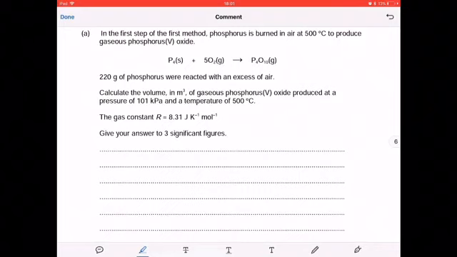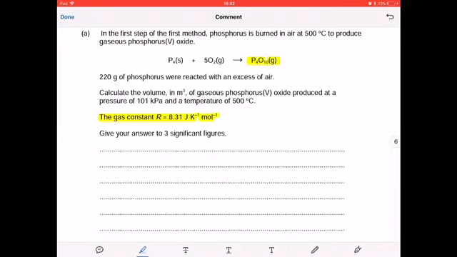Right, so moving on to question 5. This started to assess your knowledge of amount of substance, and the first thing to realise is that it says that you've got the gas constant, and therefore you're looking at PV equals nRT. What the question says is that you want to calculate in volume, in meters cubed, the volume of gaseous phosphorus 5 oxide, and that is P4O10. So that's the oxide that we're looking for. It also starts to give you the temperature and the pressure as well.